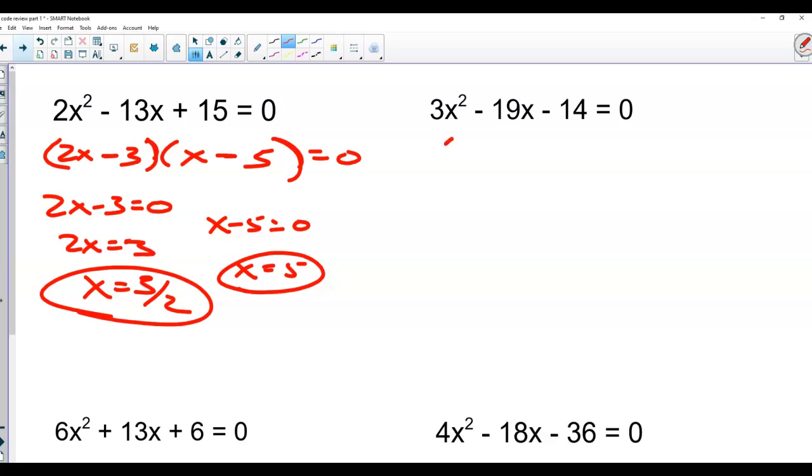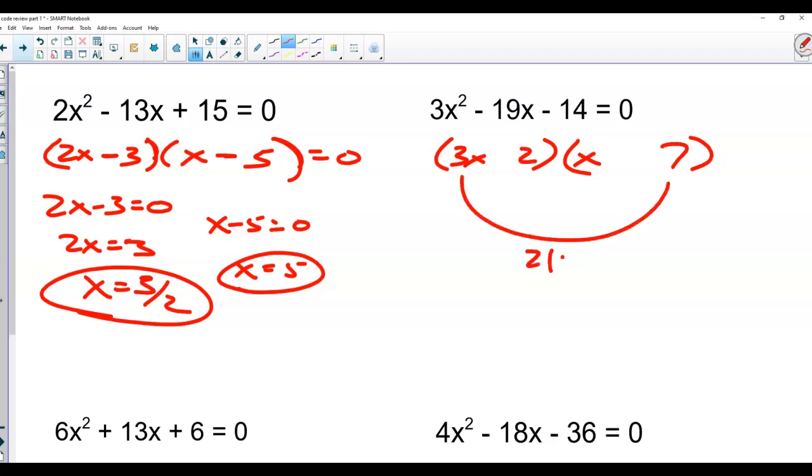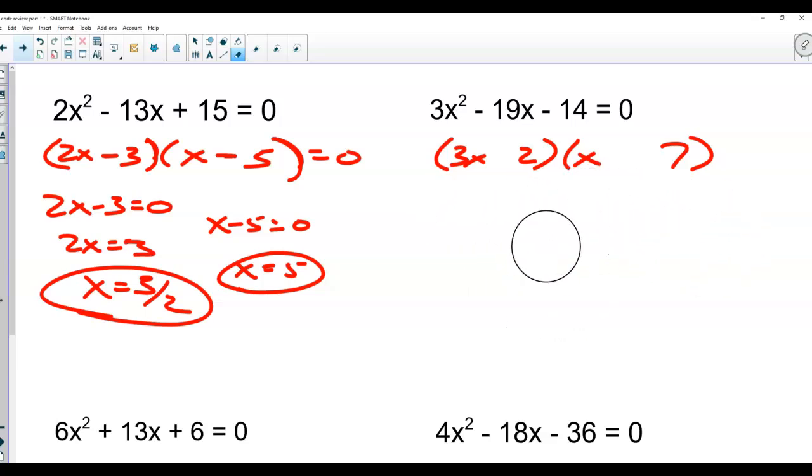Second one. It's 3x squared. You don't have a lot of options there. It's 3x and x. 14, there's not a lot of options. It's 2 and 7 or 14 and 1. It's probably going to be 2 and 7. Is there a way to make 21x and 2x equal to 19? Sure, you make the 21 negative. That gives you a 19x in the middle. So that means the 7 is negative, but the 2 is positive.